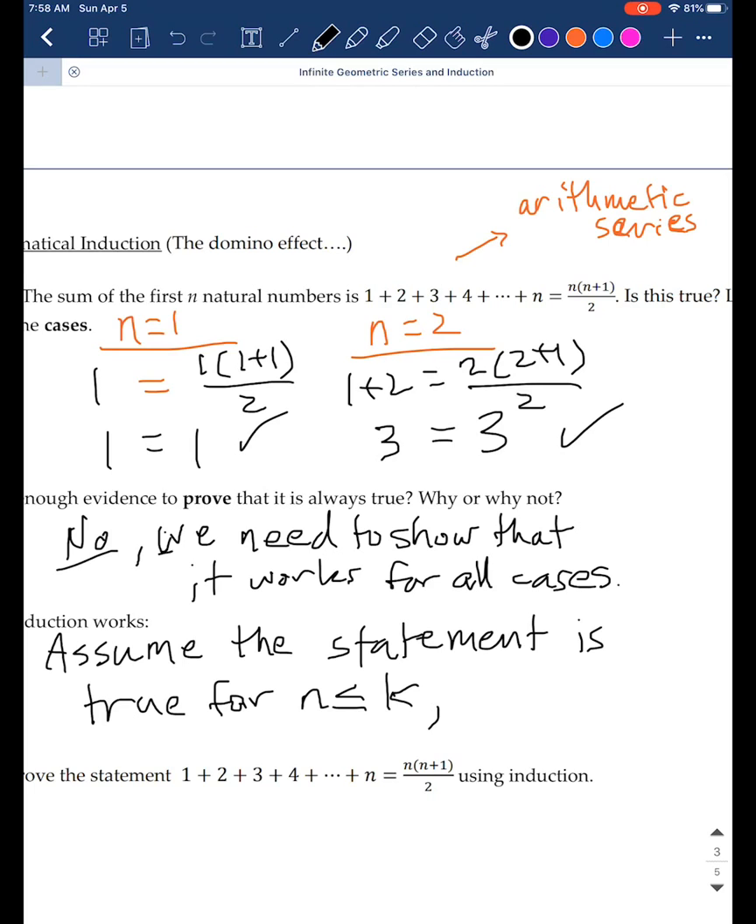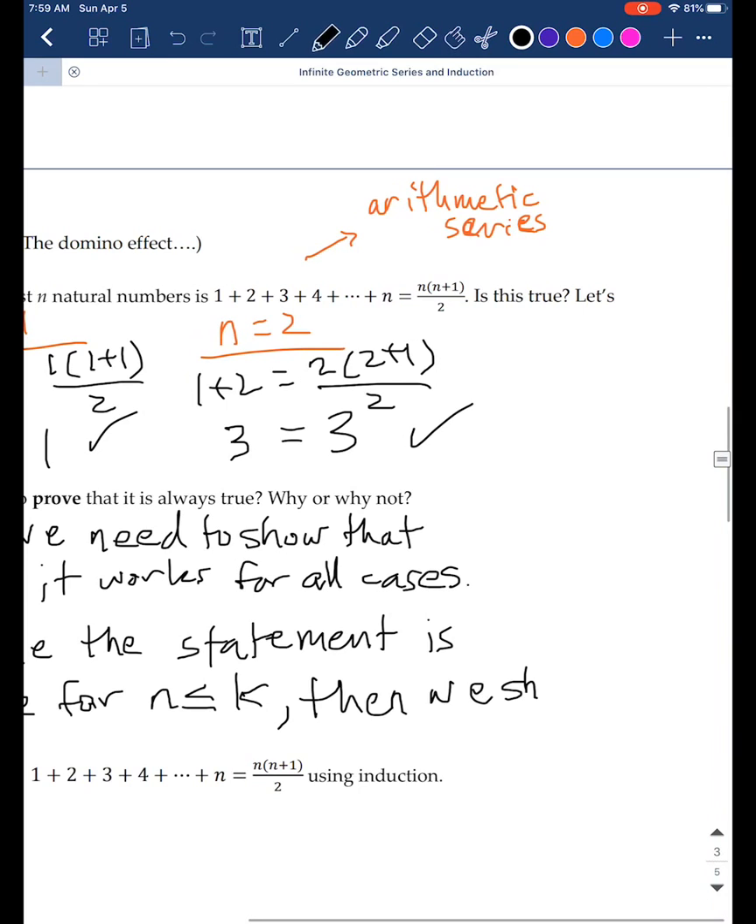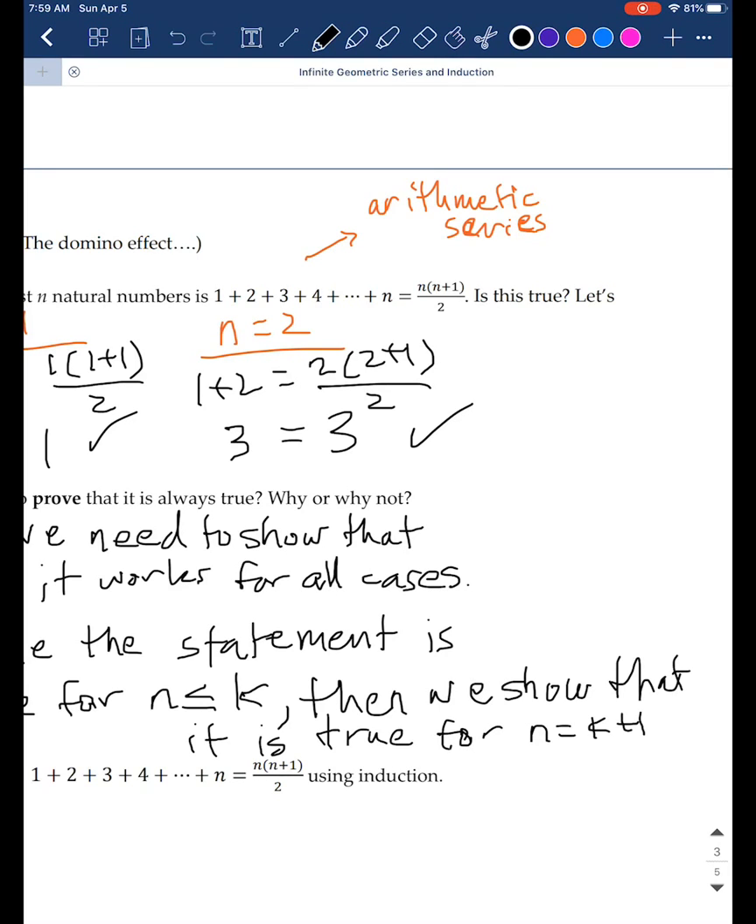So if we assume that the statement is true for n less than or equal to k, then we're going to show that it is true for n equals k plus 1. And that's really the key.